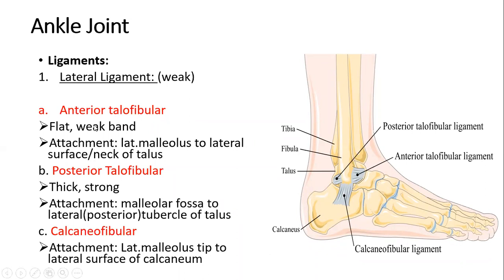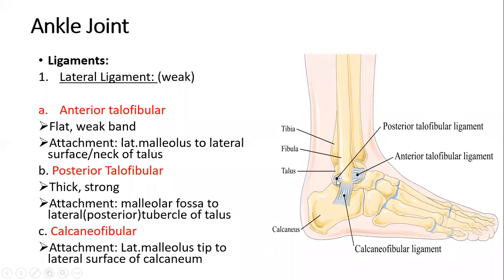Anterior talofibular is a flat and weakest band. It extends from the lateral malleolus to the lateral surface or neck of the talus. Why have I mentioned the lateral surface or neck of the talus? Because these two sites of attachment are given in 2 books, KLM and Snell. So I note down both points here in my slide from both KLM and Snell.